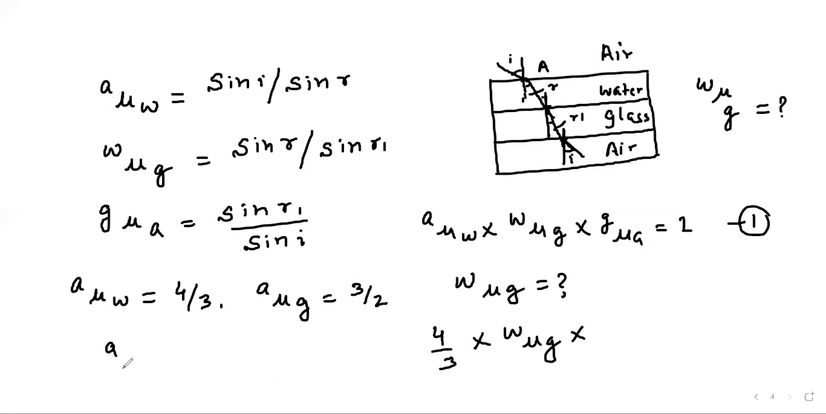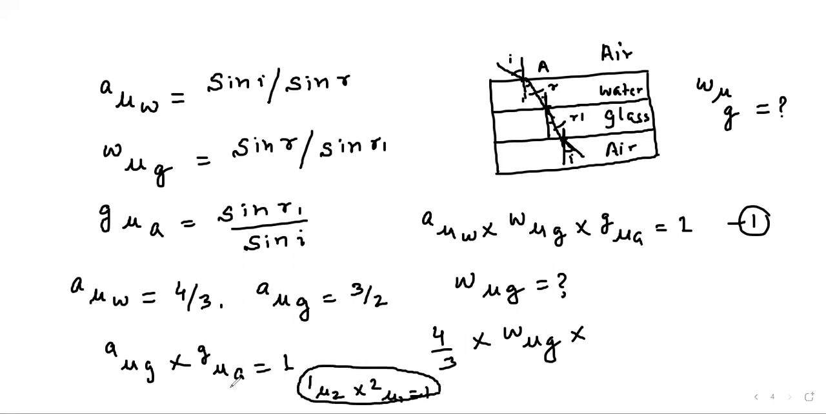If you remember, I told you A mu G times G mu A will be 1. This is similar to 1 mu 2 into 2 mu 1 equal to 1. So from here, if A mu G equals 3 by 2, then G mu A will be 2 by 3. So 4 by 3 into W mu G into 2 by 3 must be equal to 1. So W mu G equals 9 by 8, which is our answer.